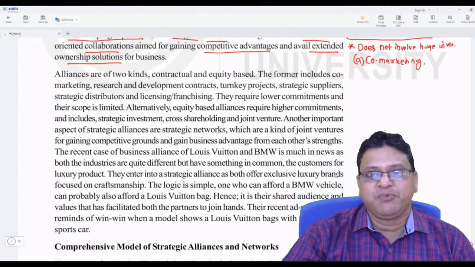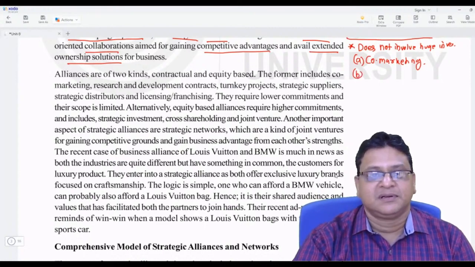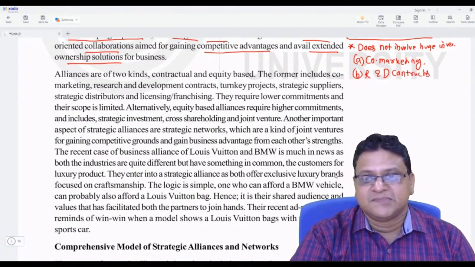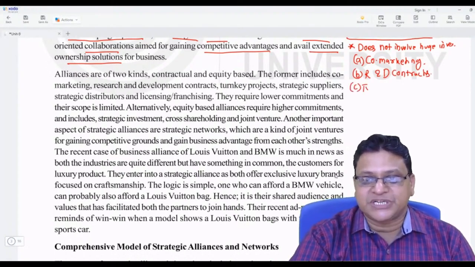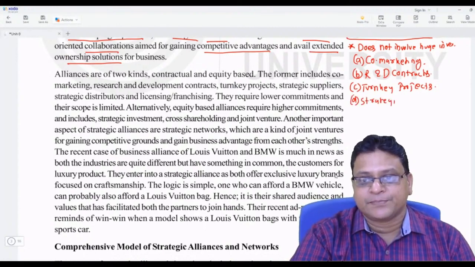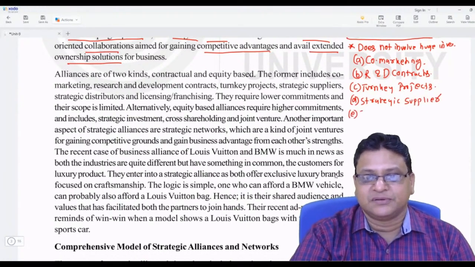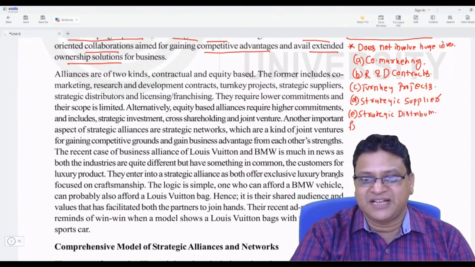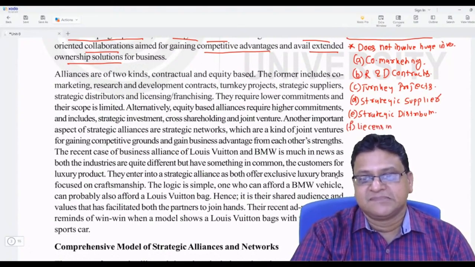Contractual alliance can be in the form of R&D contracts, turnkey projects, strategic supplier, strategic distributor, and licensing and franchising. We'll discuss one by one.